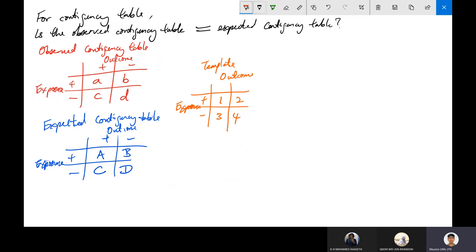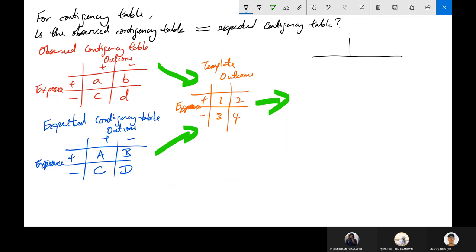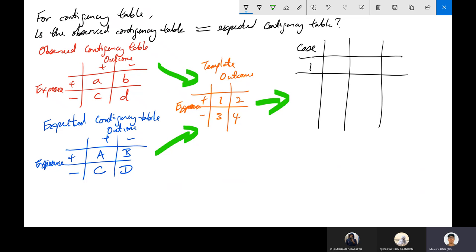Okay. So what you really do is this. You map these two up into here and produce your table. So your table essentially will look like this. So this is a case. Case 1, case 2, case 3, and case 4.